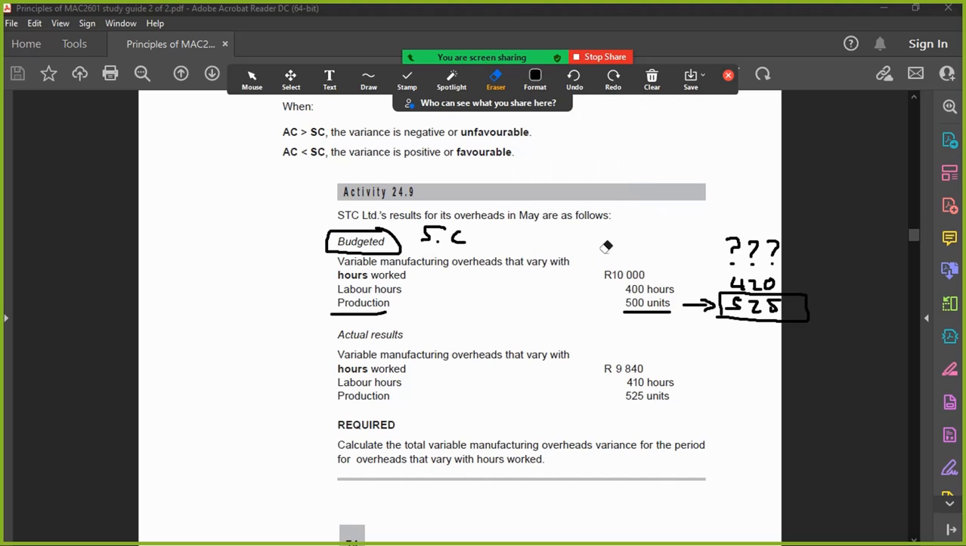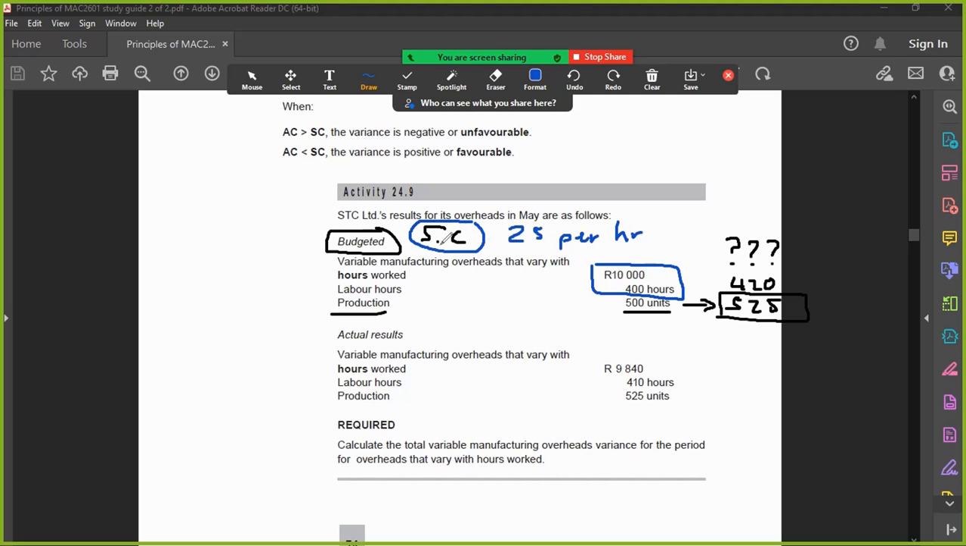If you look at this, do you agree based on your budgets, you said that you were going to use 10,000 Rand worth of costs, and that would be appropriated to the labor hours of 400. So if you're looking at 10,000 divided by 400, that gives you 25 Rand per hour. Does that make sense? Based on the standard costs.